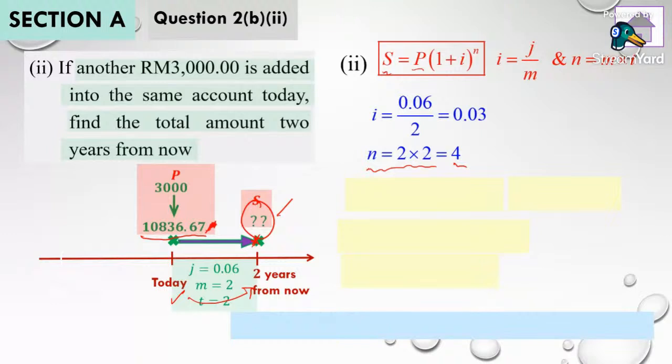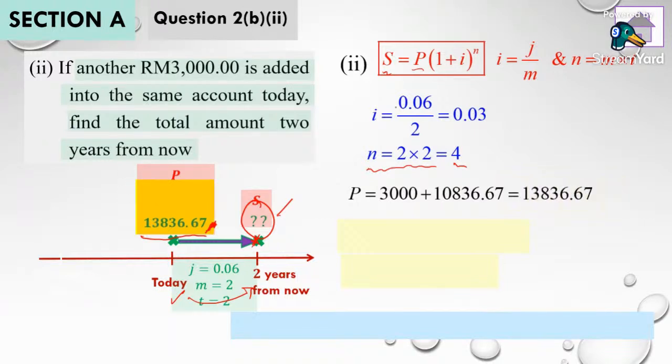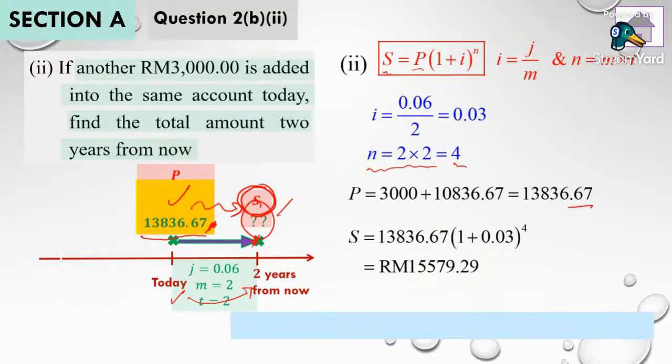In order to find the answer for S, let me first calculate the P that we want to use. The P is the two values we had just now, the 3,000 and the 10,000 something. We add them up and we get 13,836.67. So this is our principal P. After 2 years, we would like to find out what the value is. This value is the S that we want to find. So substitute accordingly into the formula. Press the calculator for the answer.